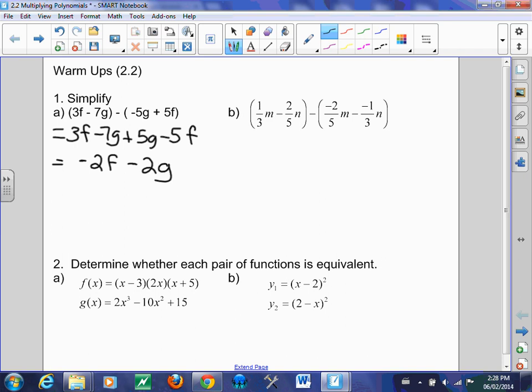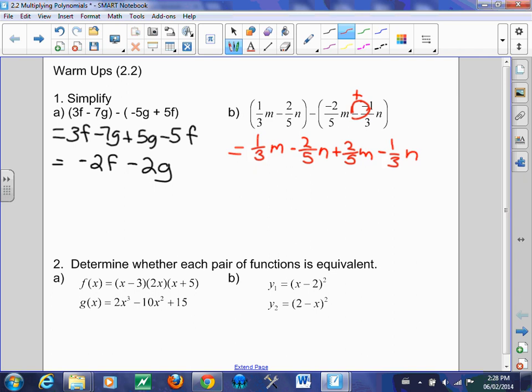Now, B is a little tricky because you've got some fractions. As long as you have a fraction button on your calculator, it's going to help you. Okay, so the first one is 1/3 m minus 2/5 n. That stays the same. Watch your signs on the second one, ladies and gentlemen, because you've got multiple changes here. So it should be plus 2/5 m. And be careful because a negative divided by a negative automatically gives you a positive, but then you've also got to times it by a negative. So you should have negative 1/3 n.